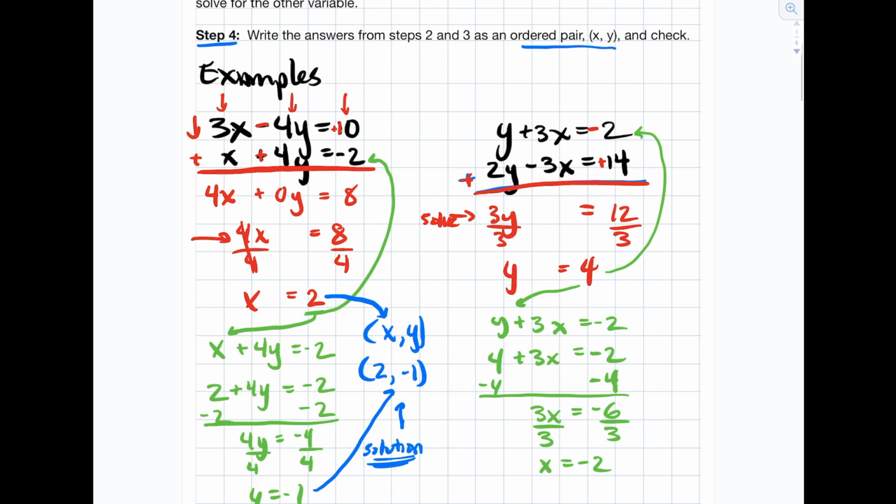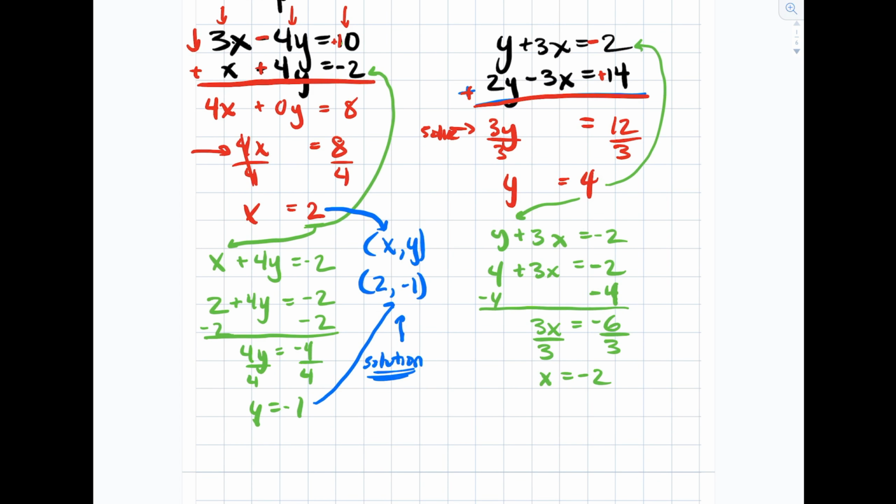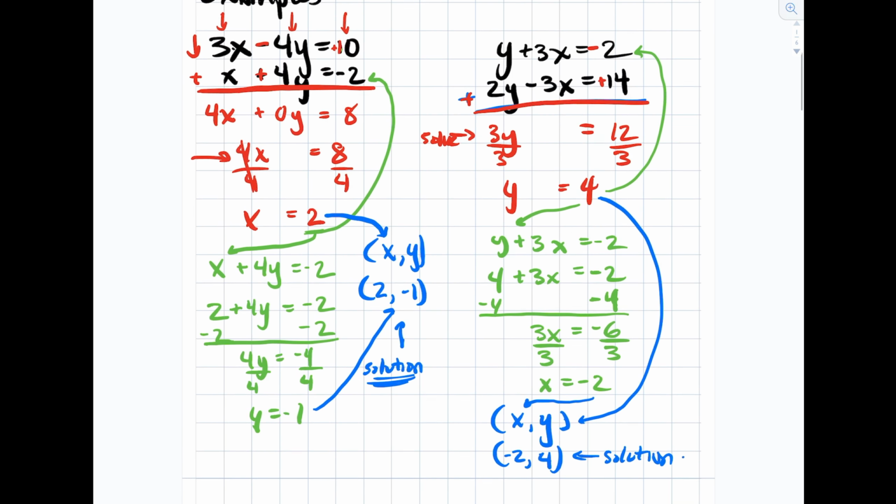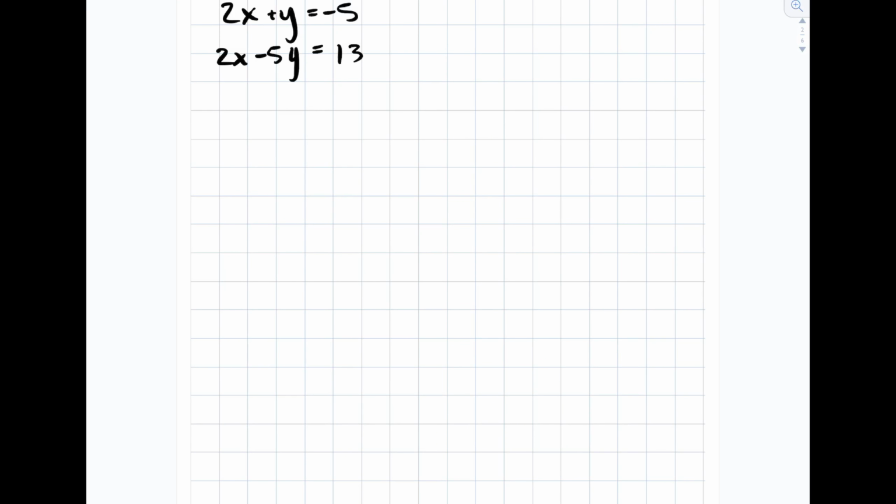Remember the last step is to write our coordinates as an ordered pair. That's an x coordinate and a y coordinate. In this case, the x is negative 2, and the y is 4. And remember, this is our solution. This is what we did this whole problem for. All right, let's try something a little harder. Let's take a look at another example right here.